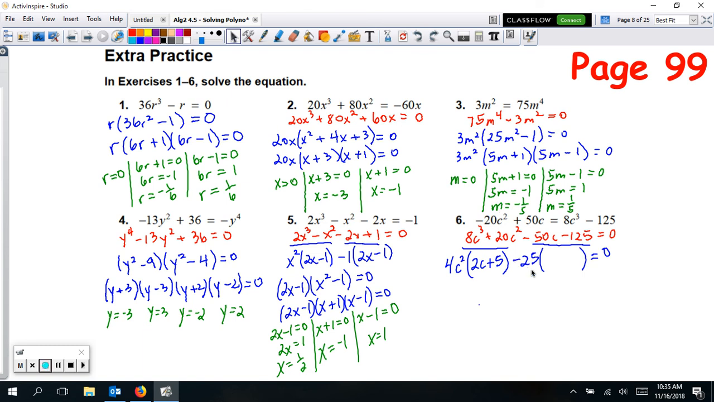So we're factoring out 25, and we reduce that. 25 goes into 50 2 times. That'll be a 2c here. And it goes into 125 5 times. We have to change the sign, though, to be plus 5 for that one.